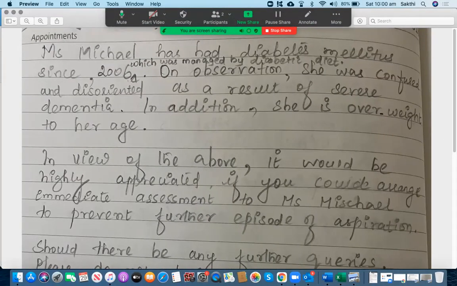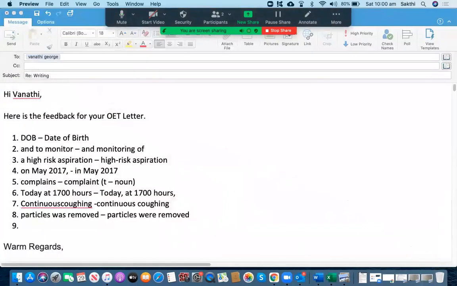Miss Michael has had diabetes mellitus, okay, since 2006. Why are you putting a comma here? You should not do that. So "since", comma, 2006, remove the comma, please.